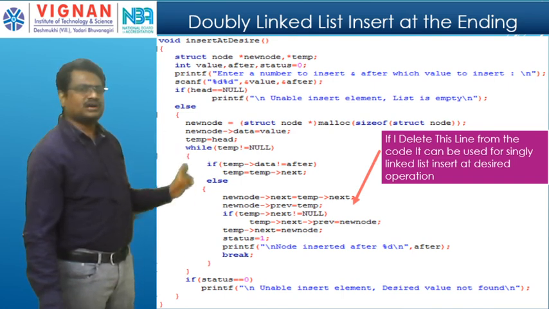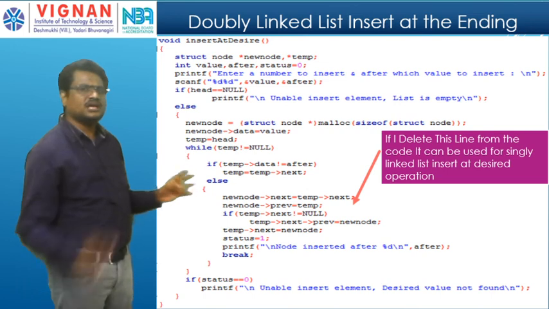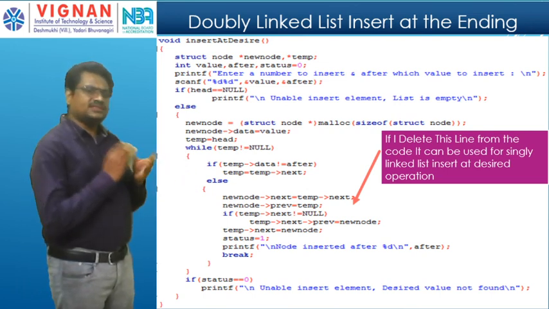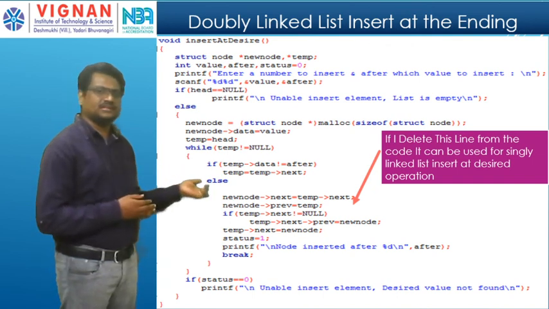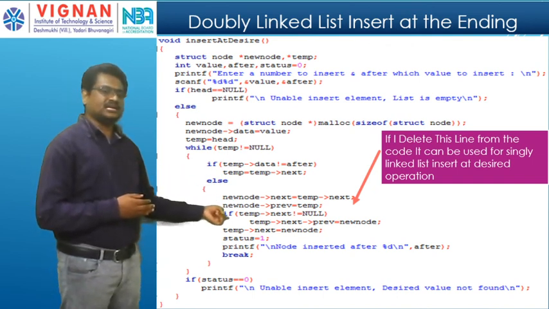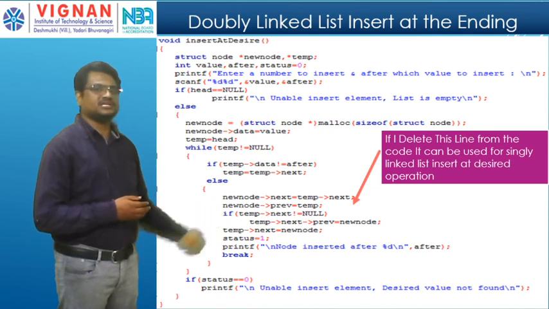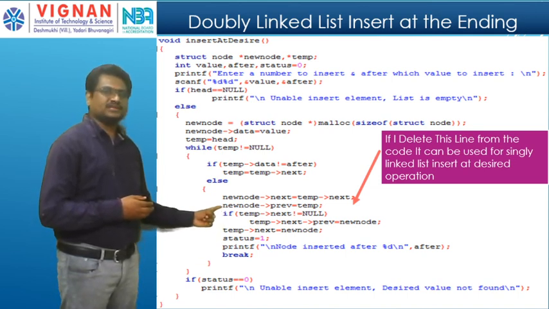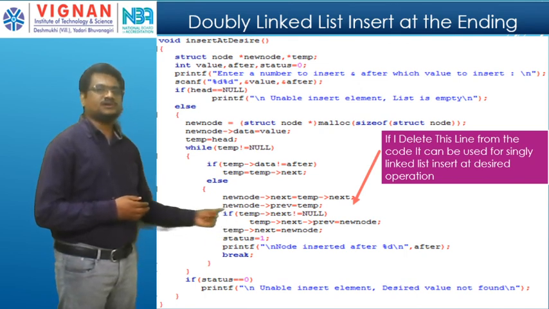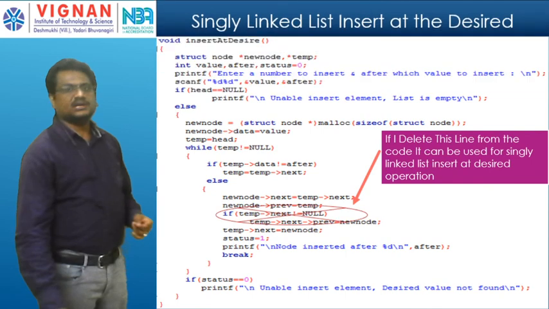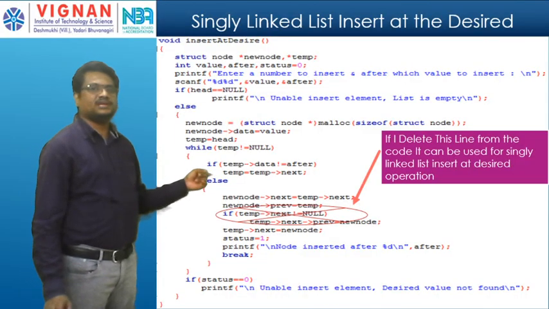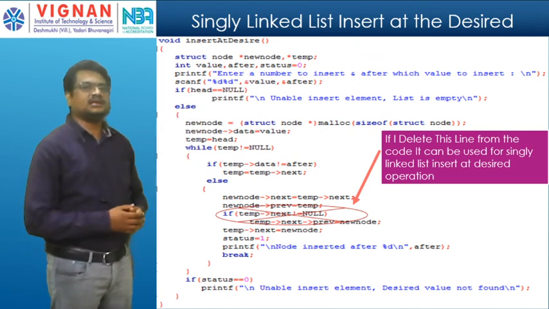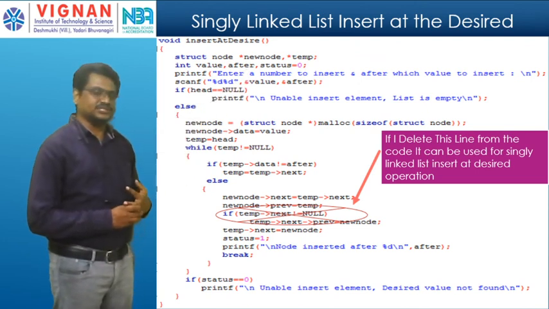If I want to convert this program into a single linked list, it is simple. See, if there are any previous statements in this program, if I can delete those lines, then it will convert into a single linked list. Here it is referring to previous, and this if statement is also referring to previous. If I delete these two lines, then it will become single linked list insert at the desired position.